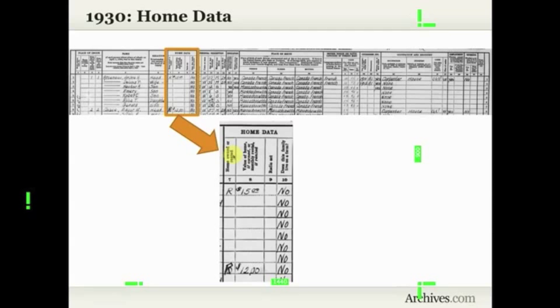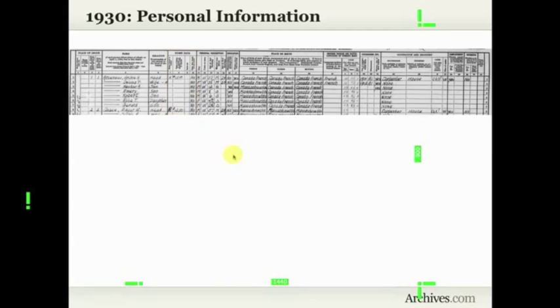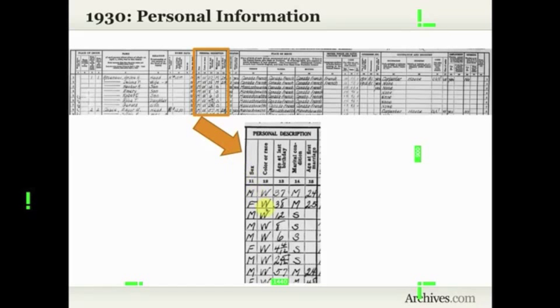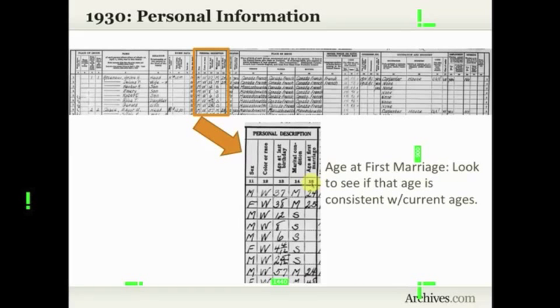Personal information looks a lot the same. We have the sex, the color, the age at the birth date. But what I like is the question, age at first marriage. And you can actually get good clues from this. That age at first marriage, take a look at those ages and see if it's consistent with their current ages.